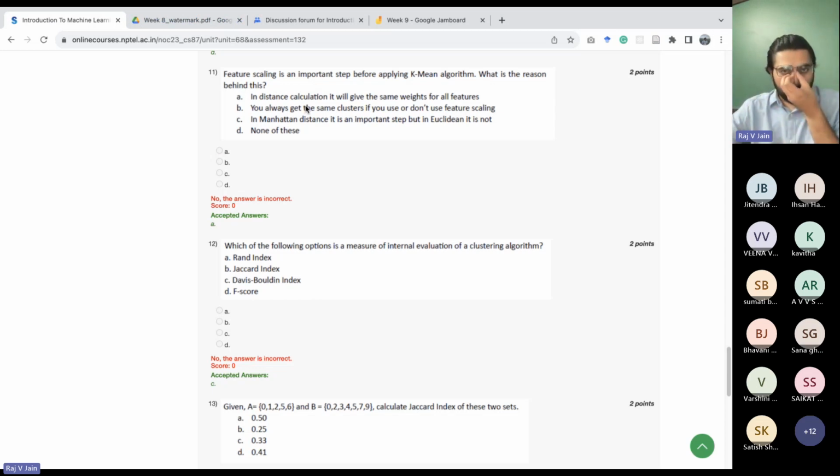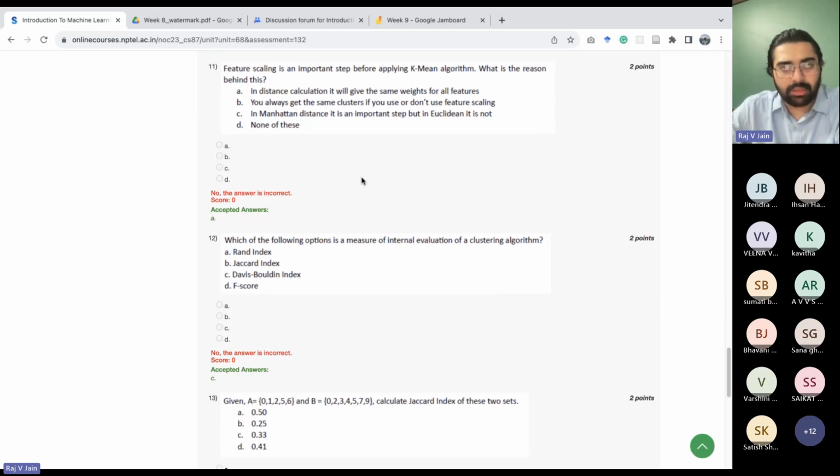Then feature scaling is an important step before applying k-means. So this should be clear, that in this calculation we get the same weights for all features, right? And anywhere you have distance calculations, just remember that feature scaling becomes a very important point. So even in machine learning, these sorts of things become an important process to perform. All right.